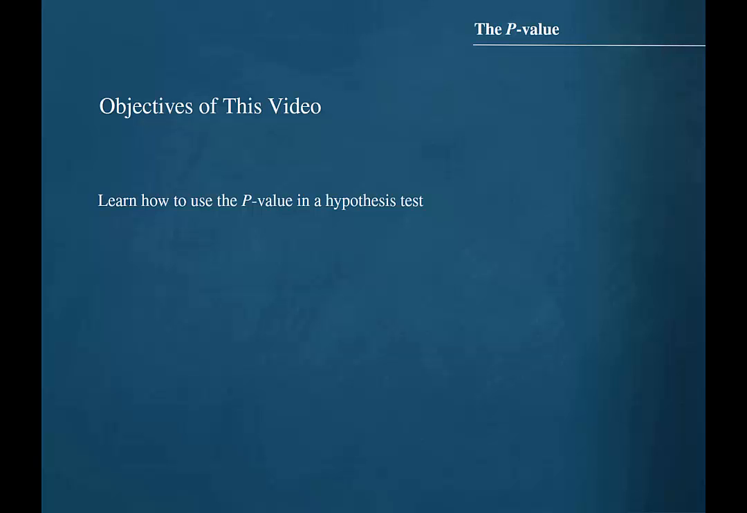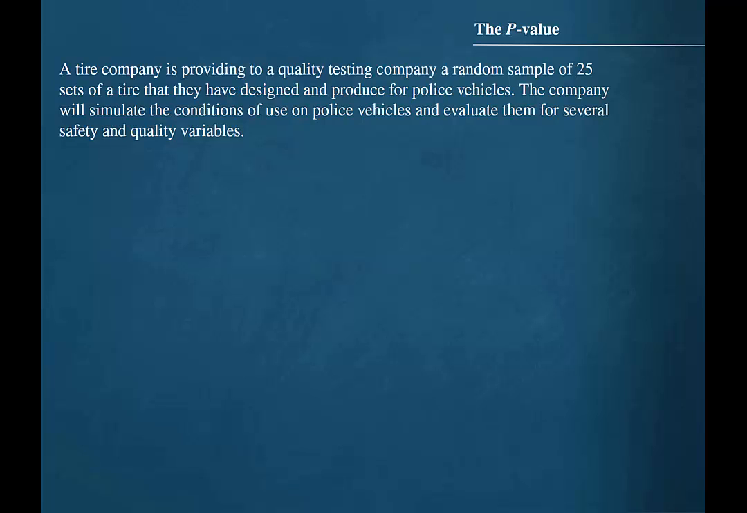The objective for this video is to learn how to use the p-value in a hypothesis test. A tire company is providing to a quality testing company a random sample of 25 sets of a tire that they have designed and produce for police vehicles. The company will simulate the conditions of use on police vehicles and evaluate them for several safety and quality variables.